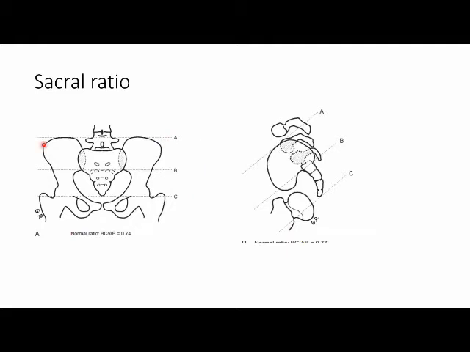If you take an AP film, the first line, the A line, will go across the uppermost part of the iliac crest, and the B line will pass through the lowermost region of the sacroiliac joint as shown by the pointer, and the C line will pass through the coccyx and the greater trochanter. So the sacral ratio is defined as BC length divided by AB length. In an AP X-ray, it should be 0.74 or higher, and in a lateral X-ray, it will be 0.77. A lower sacral ratio shows a poor prognosis and continence will be less.